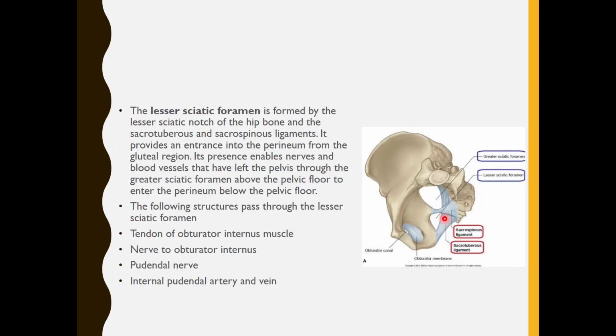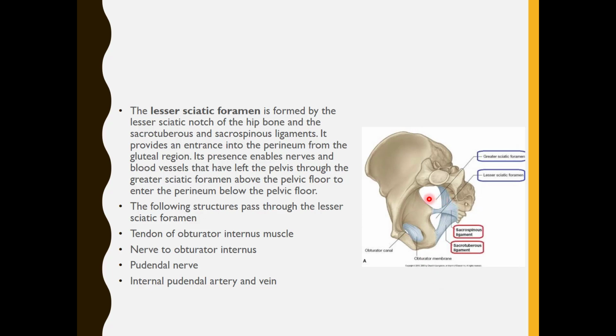Now the lesser sciatic foramen. See here, this is the lesser sciatic foramen, which is formed by the lesser sciatic notch of the hip bone and the sacrotuberous and the sacrospinous ligaments. It provides an entrance into the perineum from the gluteal region.